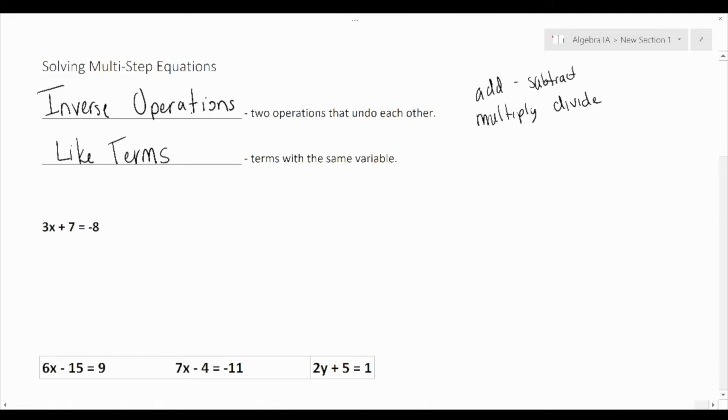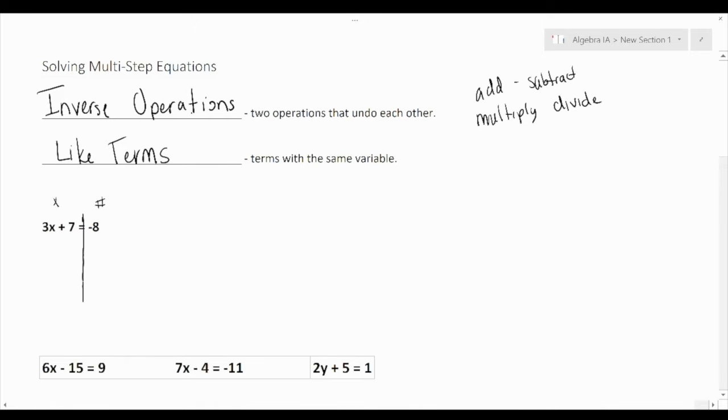Now, let's try the first example. Let's look at it. 3x plus 7 equals negative 8. From before, we always talked about the first thing we're going to do is draw our line through the equal sign. So we're trying to get our variables on this side and our numbers on this side.